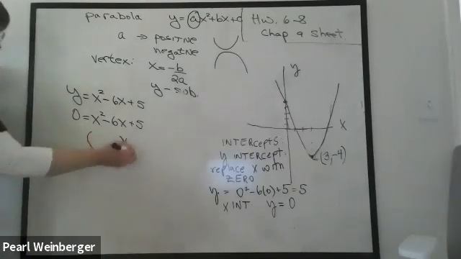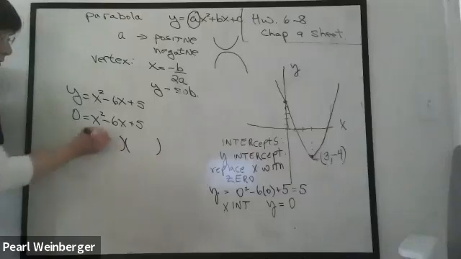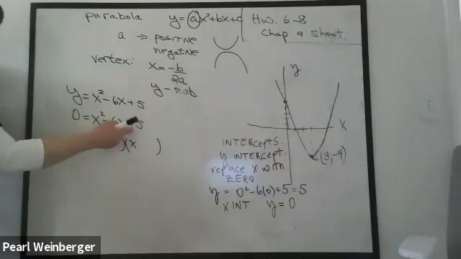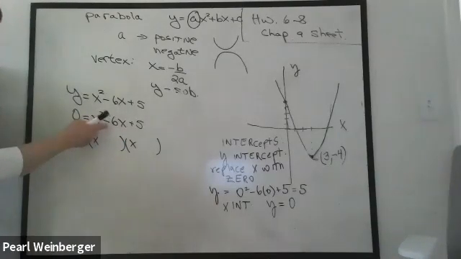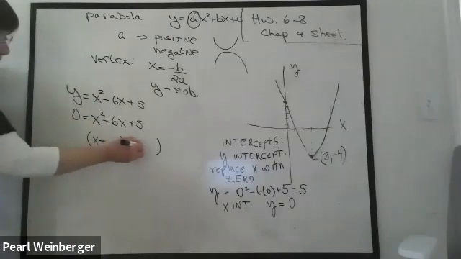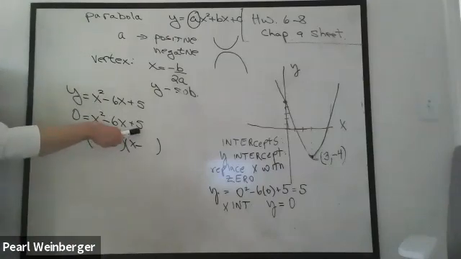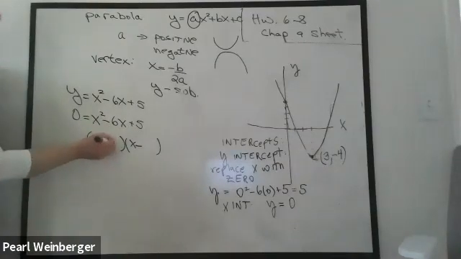If you break it up into x and x, since the last term is positive, both signs are going to be the same, and the middle is negative, means both are going to be negative. And we need 2 numbers that multiply to 5 and add to 6. Obviously, it's 5 and 1.